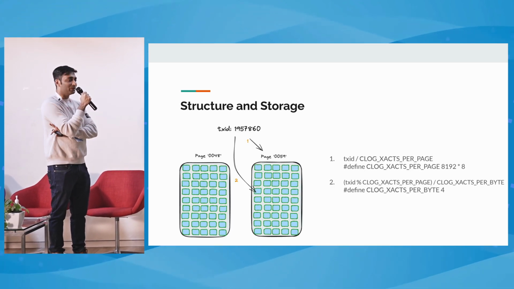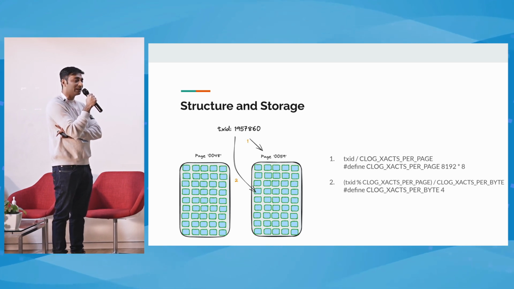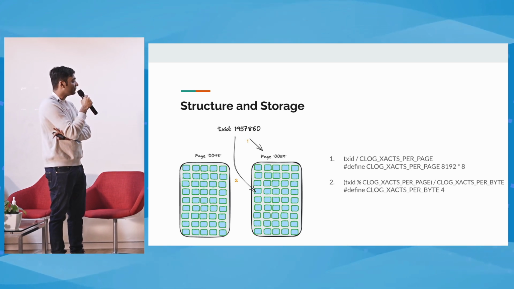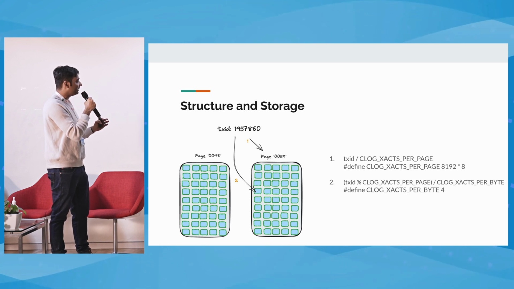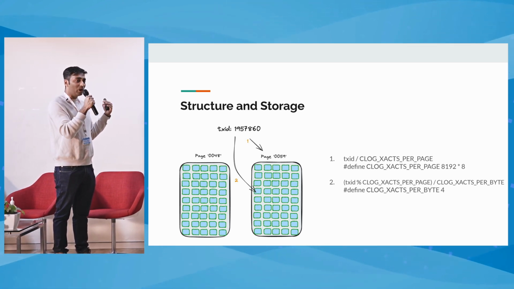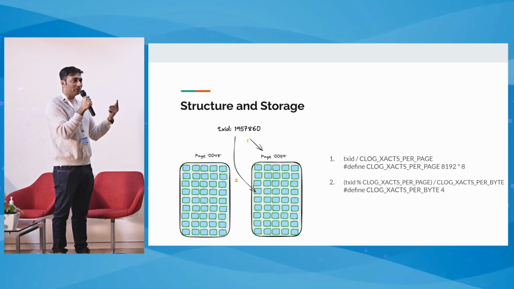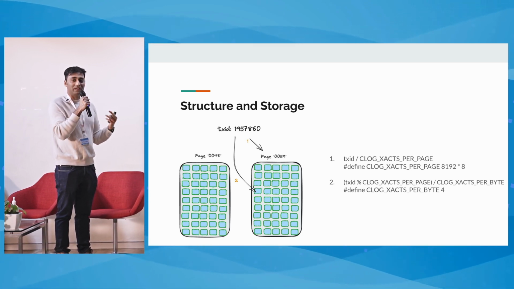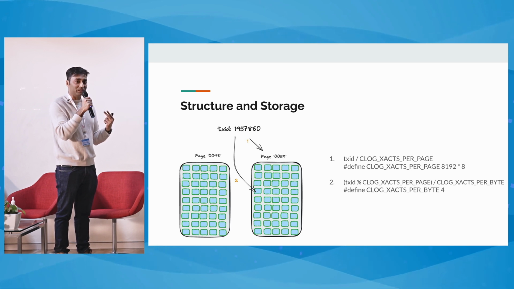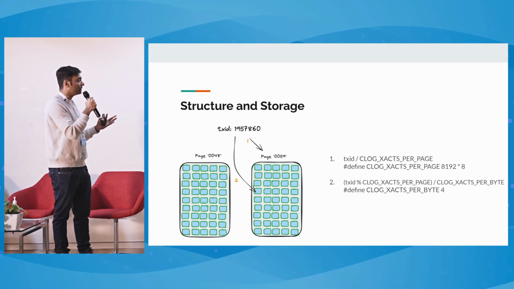Now we'll talk very briefly about how a transaction is mapped to a commit log page. In Postgres, transactions start from 3 and go all the way up to 2 to the power of 32 minus 1. 0 is an invalid transaction, and 1 and 2 hold a special status.